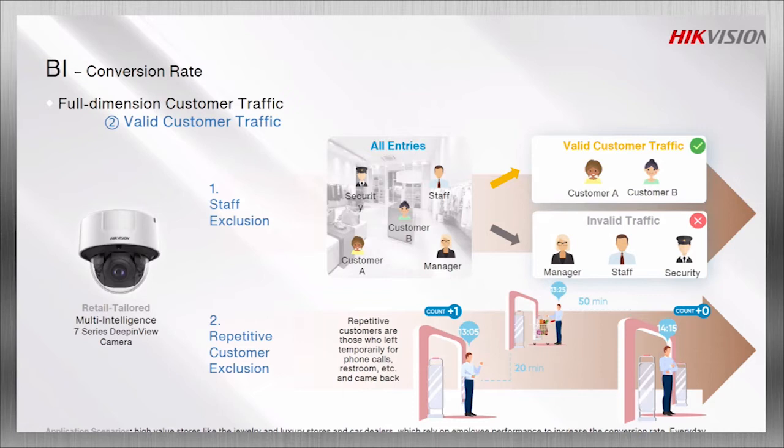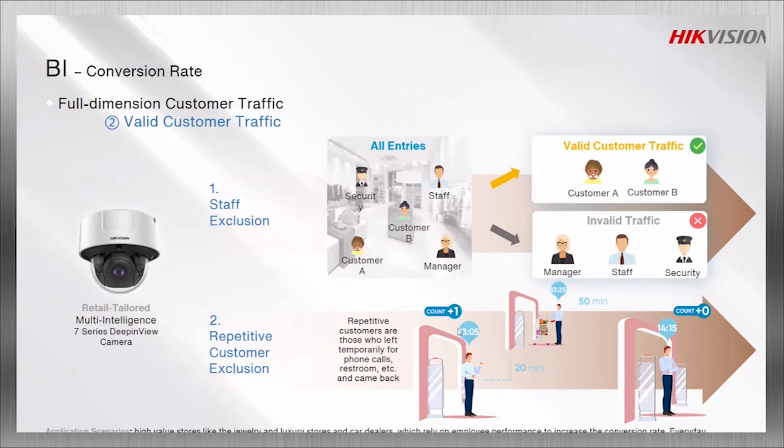Why I mention valid customer traffic: because when you define the area to count the customer traffic in numbers, we will not only count the customers, but also, in reality, we will have the staff, the managers and also the security who will also be working in that area. So we need to delete the counts of this kind of staff by defining different staff libraries.